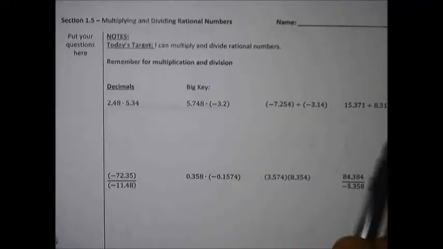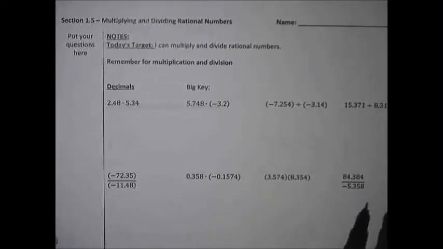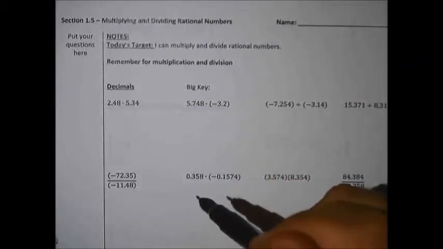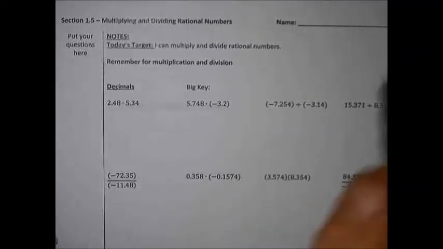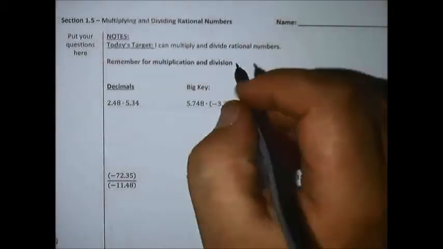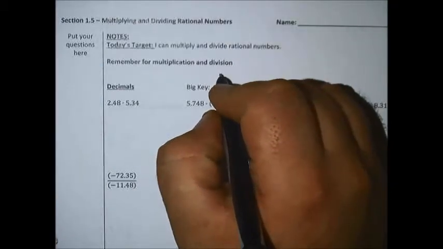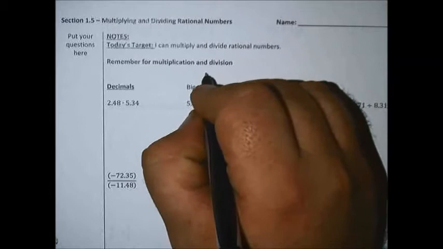Go. We got section 1.5, multiplying and dividing rational numbers. Target, again, pretty simple. I can multiply and divide rational numbers. Again, rational numbers are numbers that can be written as a fraction, or we kind of think of it as any ending or repeating decimal that can go on forever. Remember the rules for multiplication and division. They save a lot of time when you're trying to figure it out.